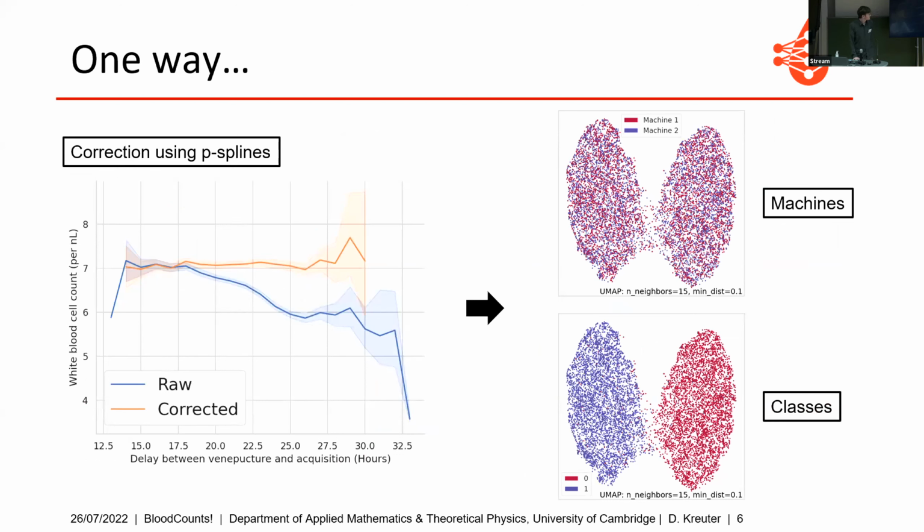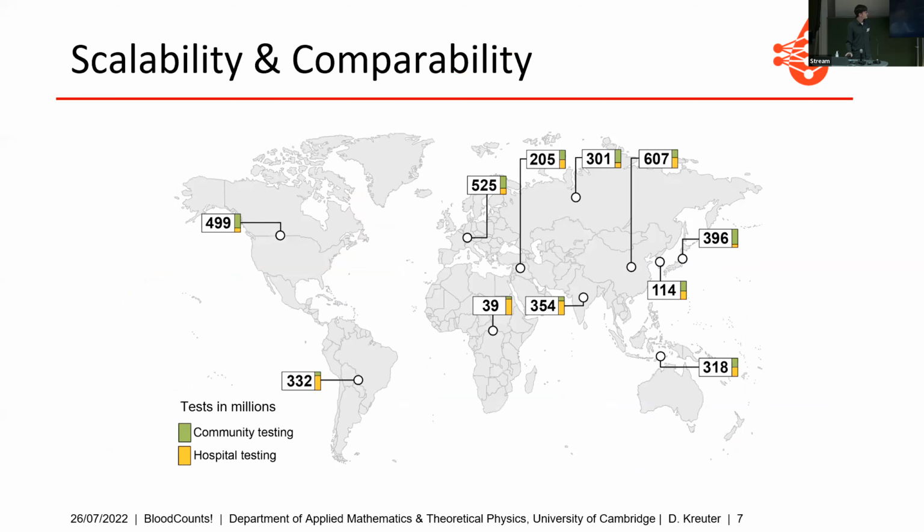A way to solve this, which we've done, is using a generalized additive model. So a bunch of penalized spline terms essentially. And we can see that this corrects it quite well in the sense that the machines are no longer correlated. However, if you wanted to scale this up from 2 machines to maybe potentially thousands of machines worldwide, which is how we would like the blood counts project to develop, then this no longer becomes feasible, because essentially this additive model you would have to rerun every time you add a new machine in order to keep it comparable.